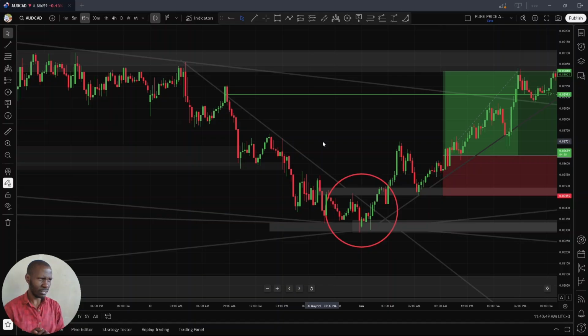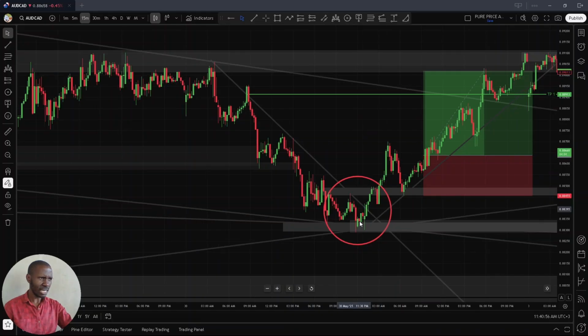But then I was looking for ways where to take entry, because break of neckline of this double bottom was not satisfying enough. So I let this market go. I could not get an entry around this point. But later on in the day, this market came and retested perfectly, textbook structure, retested the neckline. So at this point, it was all clean and evident.